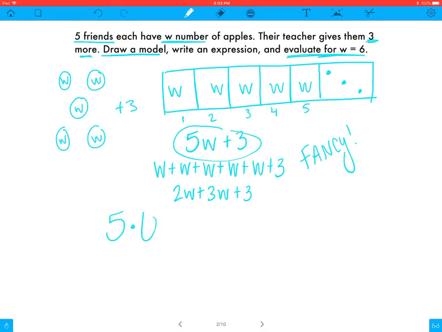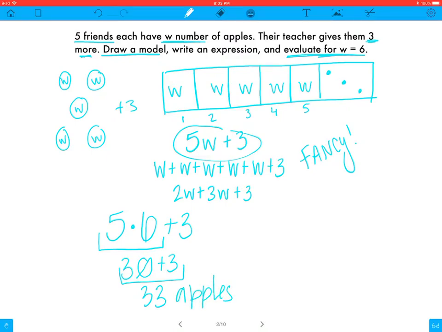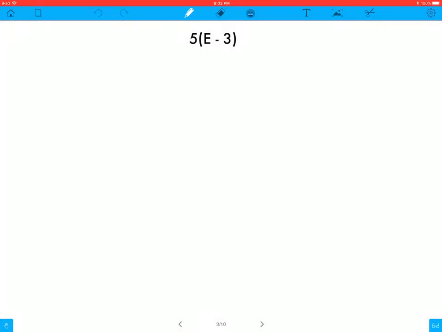Remember, all of the expressions that I wrote are equivalent. I plug in the number 6 for W. So 5 multiplied by 6 is 30, plus 3 is 33. I'm feeling pretty good about that. Now, there's 33 apples. I made sure to label it. I feel better when I can label that.